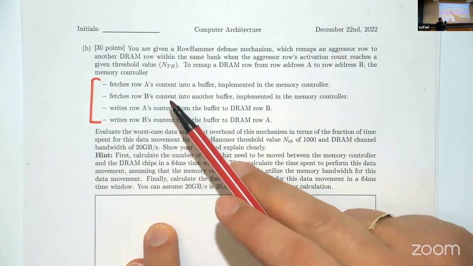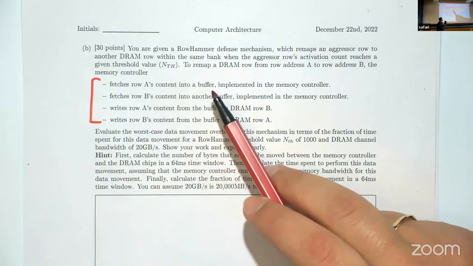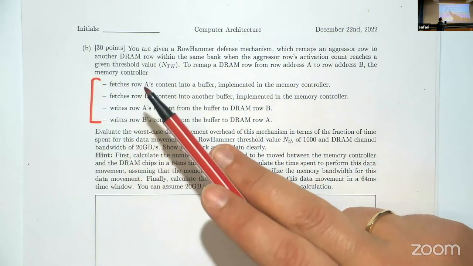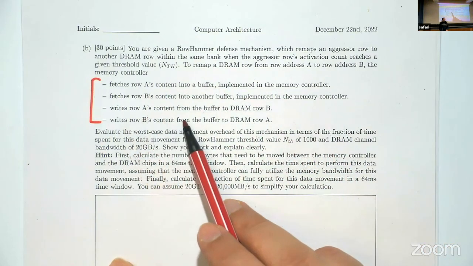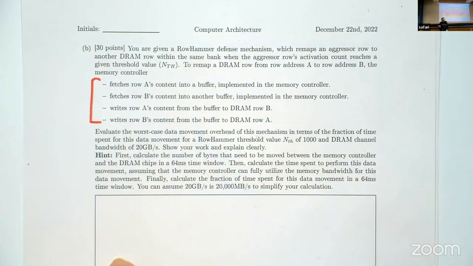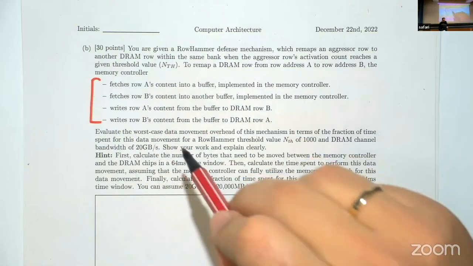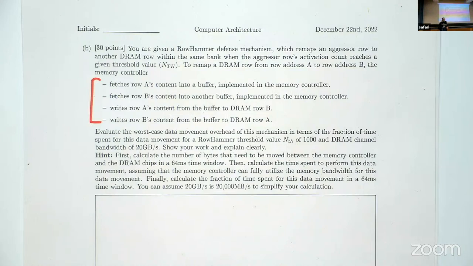So it first fetches row A's content into a buffer in the memory controller, and then fetches row B's content into the buffer in the memory controller, and then writes row A's content to row B and row B's content to row A, so that you swap the rows and you change the mapping. And let's say the attacker keeps hammering row A. After this operation, it will hammer row B, so that you will not accumulate too many hammers on row A to induce bit flips. So this is what this mechanism is doing. And we are trying to evaluate the worst case data movement overhead of this mechanism.